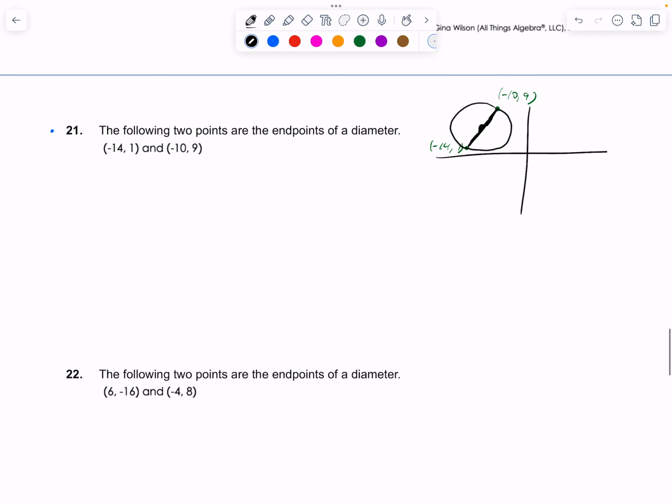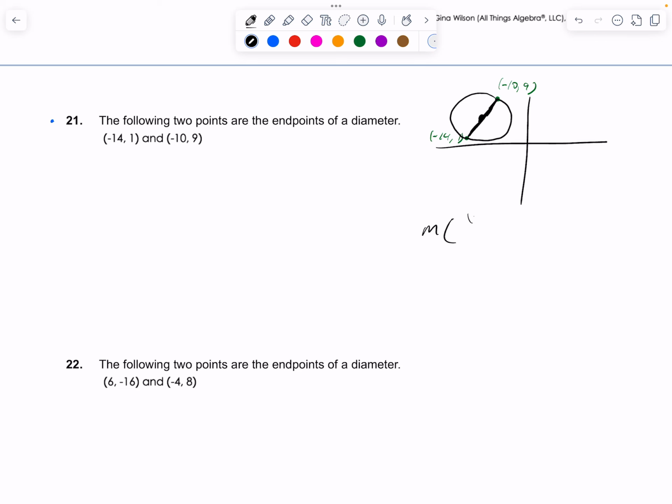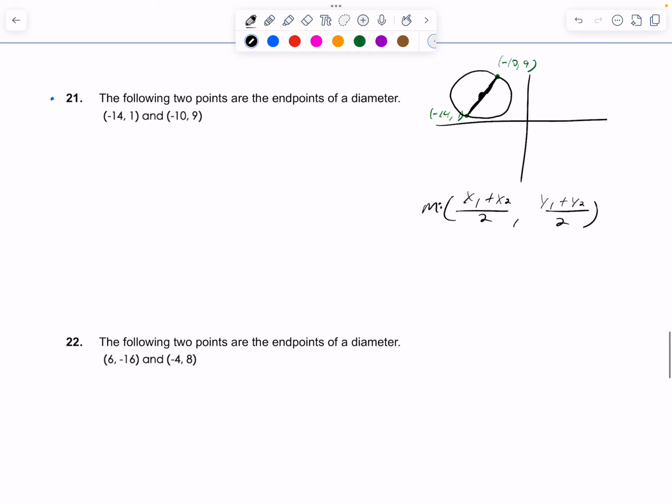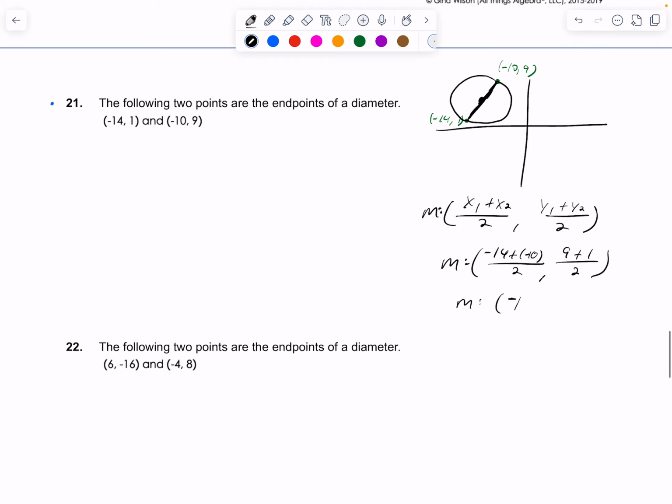Okay, so I'm going to use the midpoint formula to find the center first. You don't have to do this first. You can find the distance between them if you want, but the midpoint formula will tell me to add the x's. So (−14 + −10)/2, and then (9 + 1)/2 would tell me the midpoint, or the center of the circle, is going to be (−12, 5). So the center is (−12, 5).